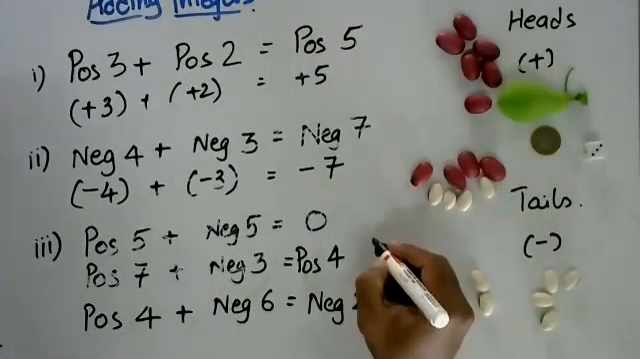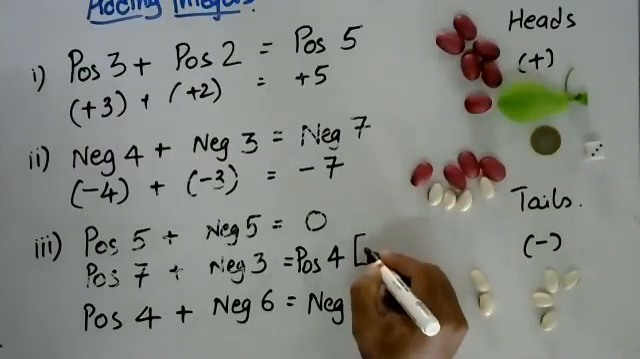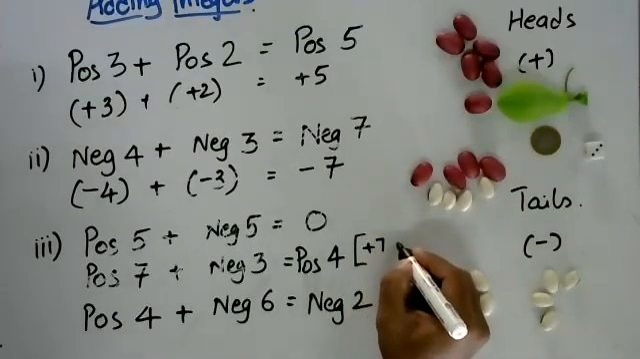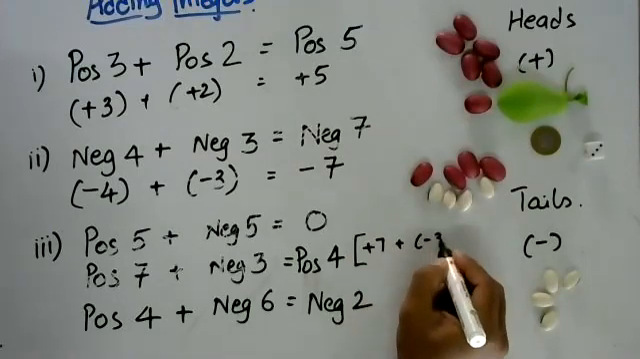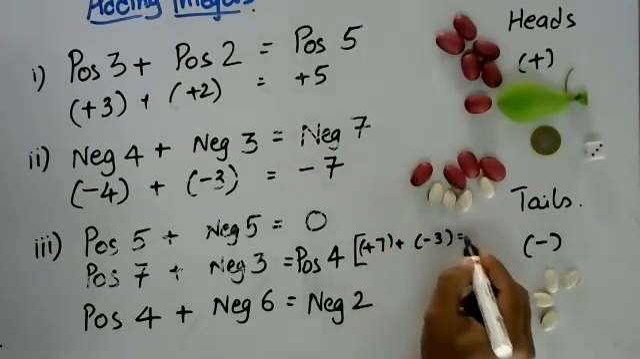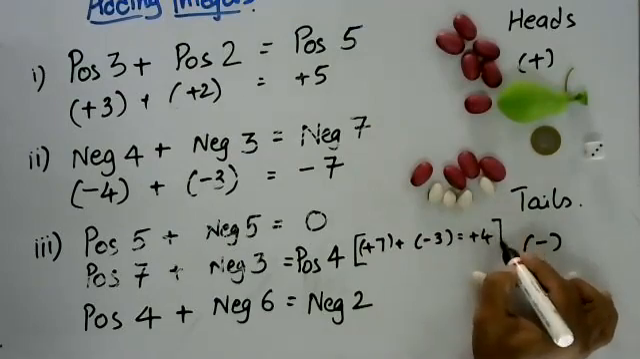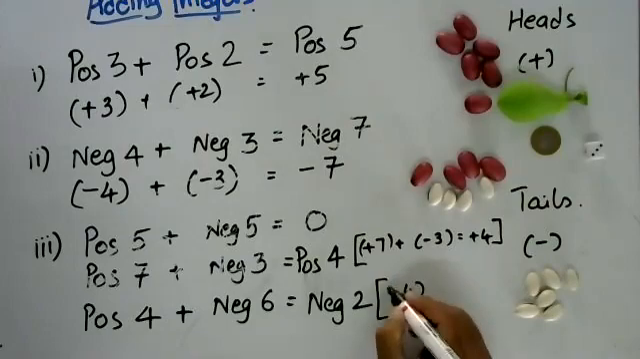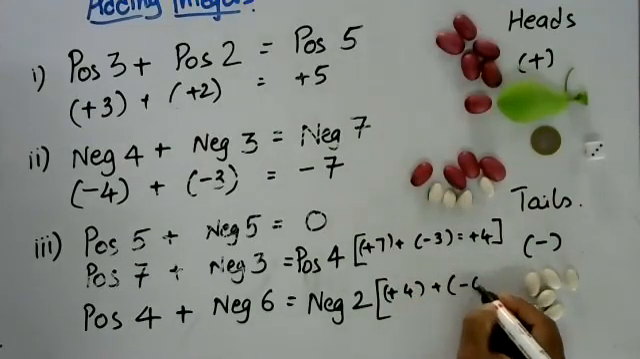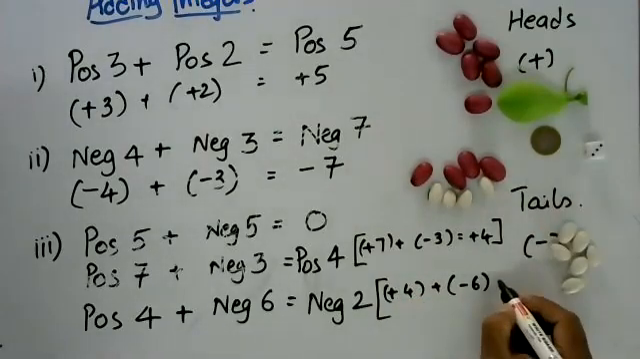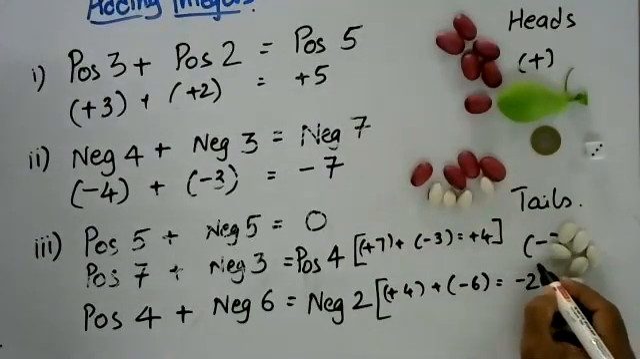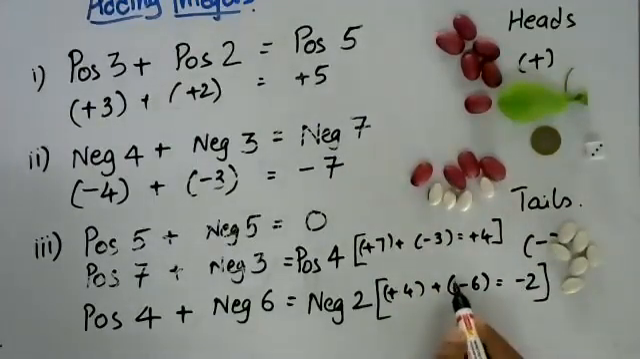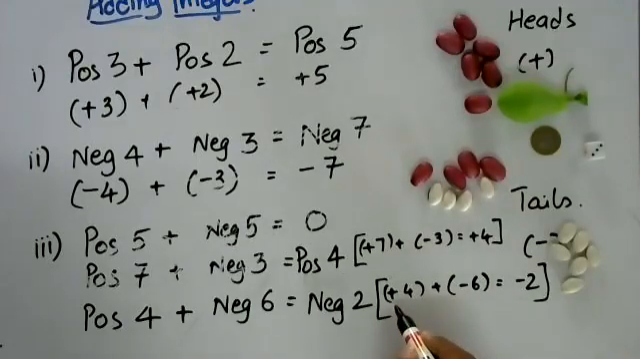So now just to complete this, I can also write this of course as plus 7 plus minus 3 is equal to plus 4, and here I can write it as plus 4 plus minus 6 is equal to minus 2. So why do we put brackets? You mean these brackets, right? The inner ones. Yeah. I put them because the plus minus should not appear.